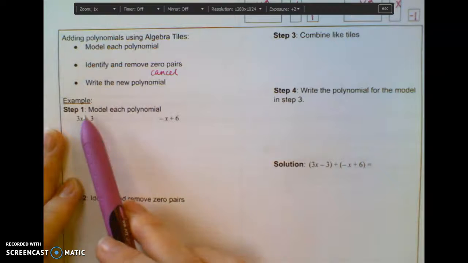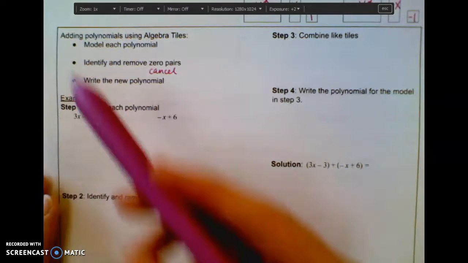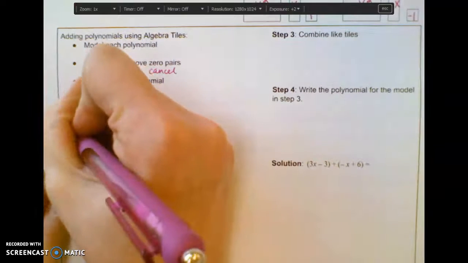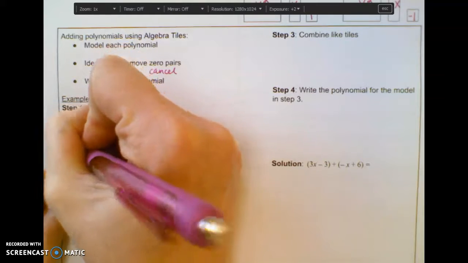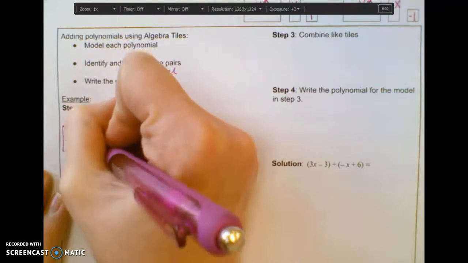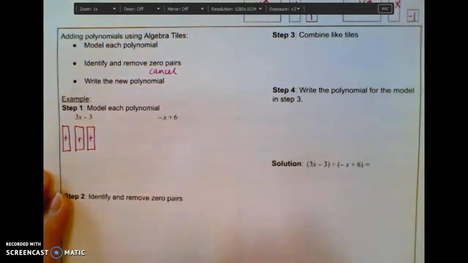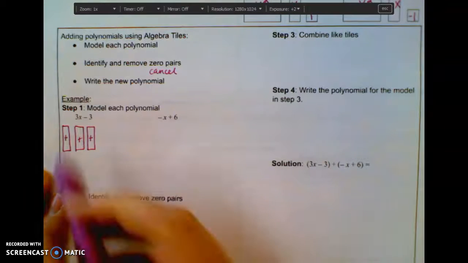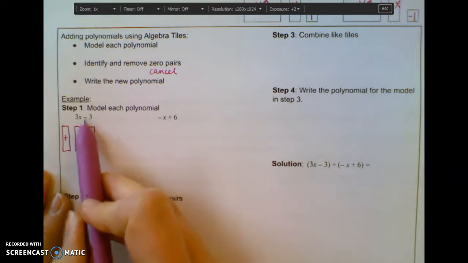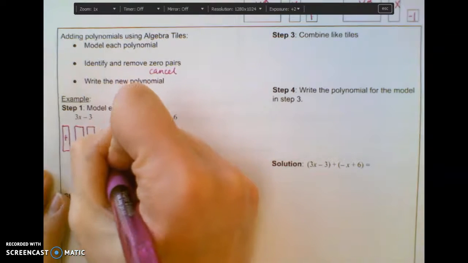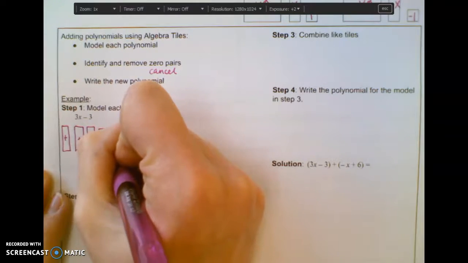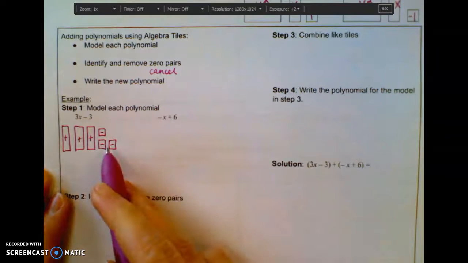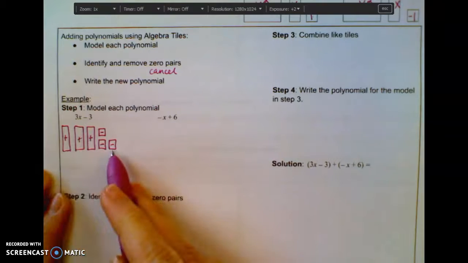So 3x minus 3. We want to draw 3 of the positive x's. So if it's positive, I just put a plus sign in it. We want 3 positive x's, that's the tall rectangle, and then we need 3 negative of the little boxes. So I'm just going to draw 3 little boxes with the negative sign. So we've modeled 3x minus 3 with algebra tiles.